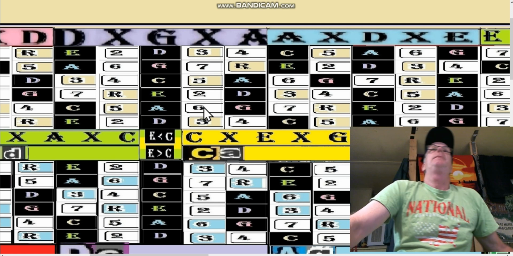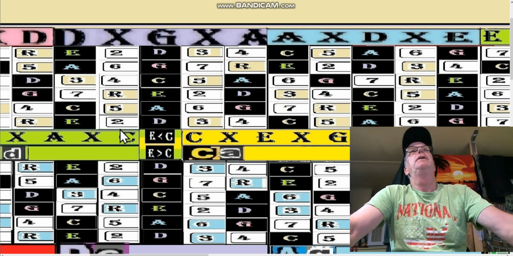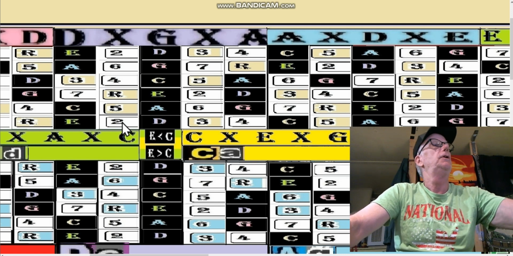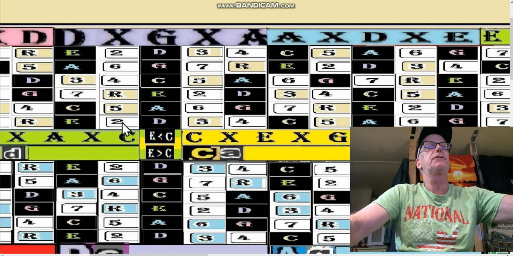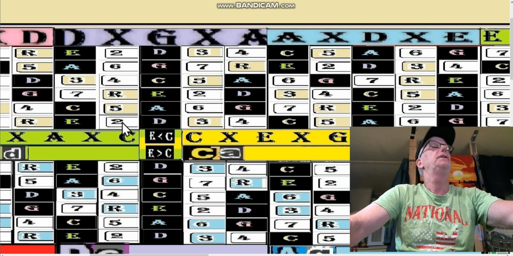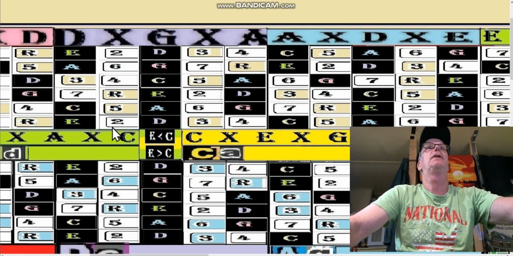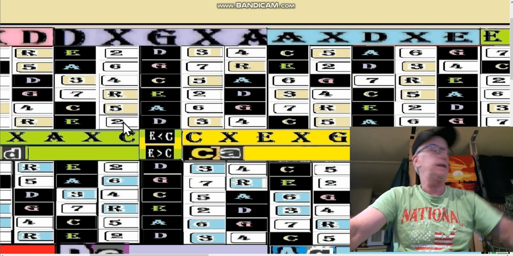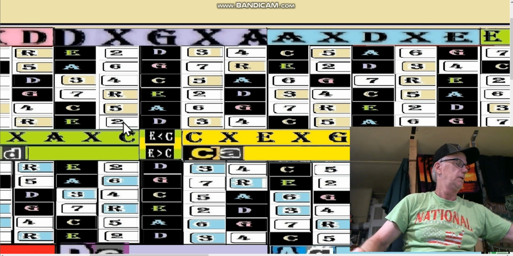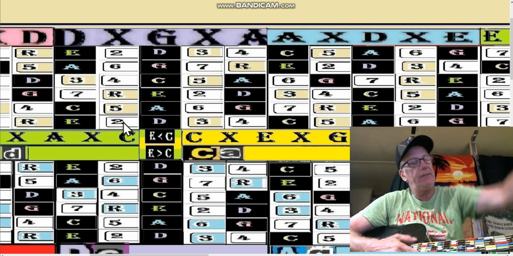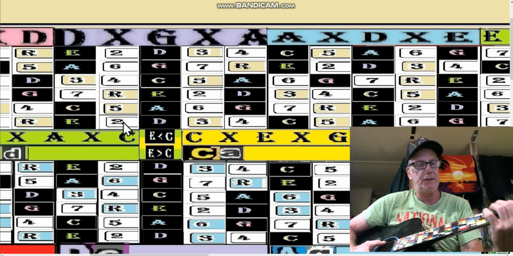So the D shape is the first inversion of a pentatonic scale. Okay, it doesn't start below the low E, so we can't start it. So the D shape, the E has to start on the second. So we start on the second because the E's the second. We can't get this D, but I can get this D. See, I can get this D, so I can start a D pentatonic there.